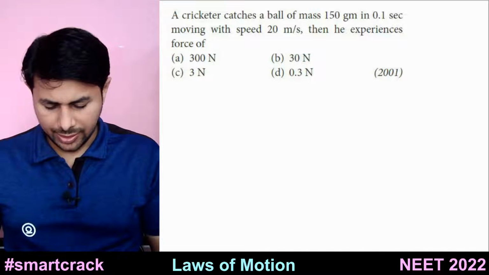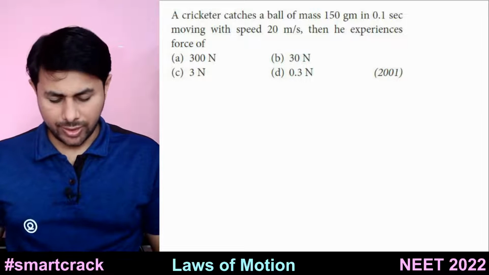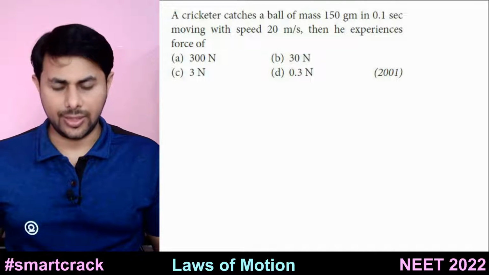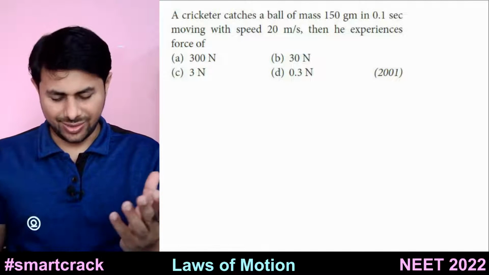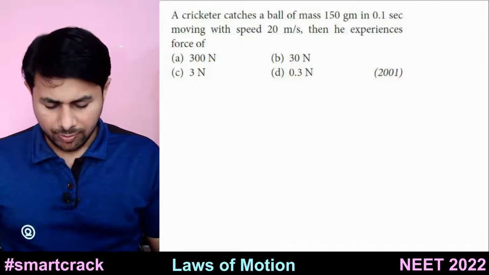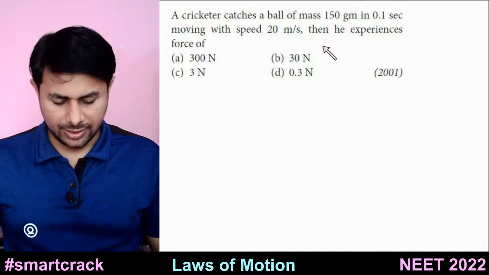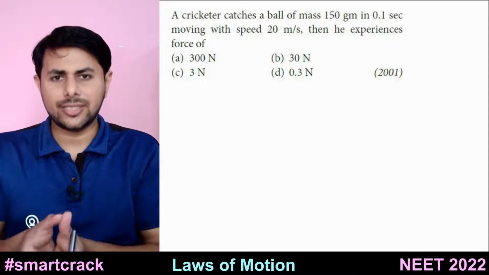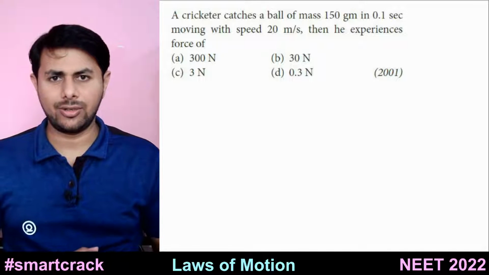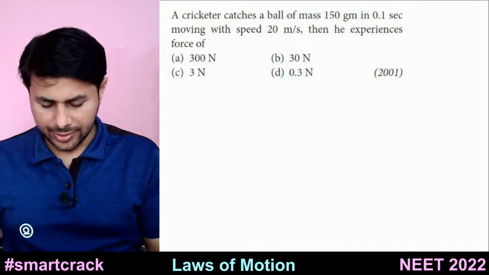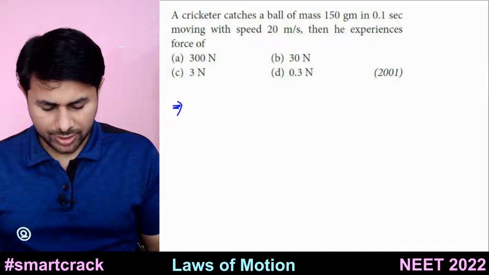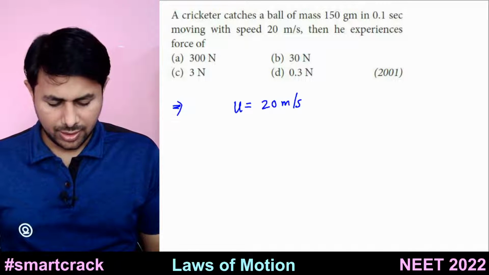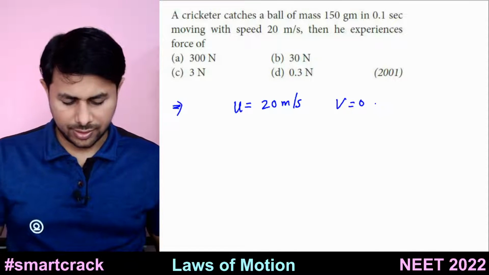So the next problem is, a cricketer catches a ball of mass 150 gram in 0.1 second, moving with a speed of 20 meters per second. Then he experiences a force of. Okay, so when he catches the ball, what will be the final velocity of the ball? It will be 0, right? So the initial velocity u is 20 meters per second. Final velocity is 0, right?